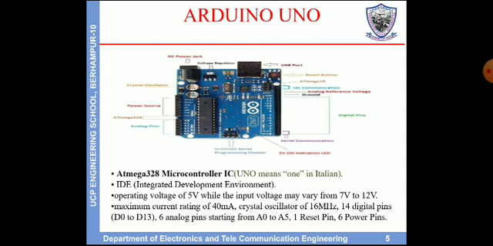Each pin provides 40 microampere output, except one pin, the 3.3 volt output pin, which provides 50 microampere. Generally, different boards have different memory sizes. It contains 32 KB of flash memory with 0.5 KB used by the bootloader, and SRAM and EEPROM are also there. It has a 16 megahertz crystal oscillator which provides a 16 megahertz frequency.